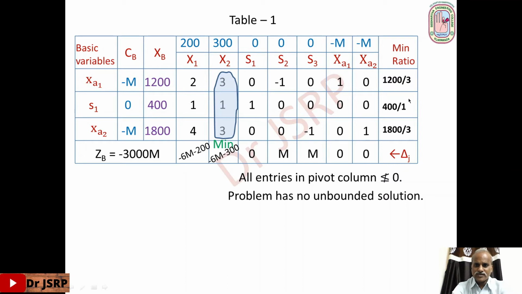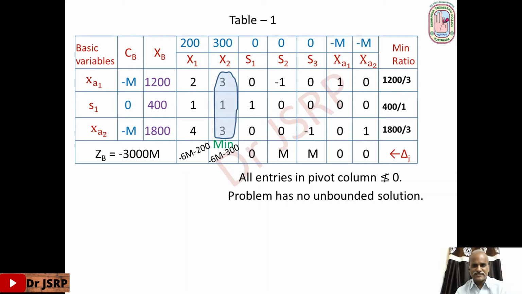Okay, this is 400, this is 400, this is 600. So the minimum is these two. We have a tie for minimum. So in this case, we can take any one, either this one or this one. But observe the corresponding basic variable. For this ratio, the basic variable is an artificial variable. For this ratio, the basic variable is a slack variable. Right, we have to take care while handling artificial variables.